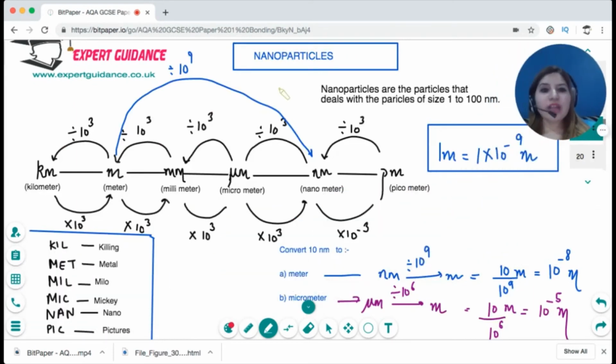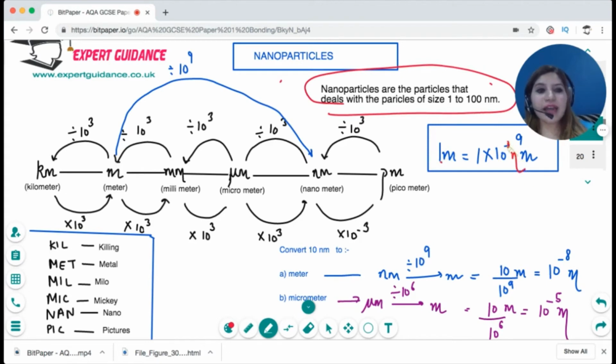Next, you have the concept of nanoparticles. These are particles of size 1 to 100 nanometers. Now, 1 meter is 10 to the power 9 nanometers. Okay, so 1 nanometer is 1 times 10 to the power minus 9 meters. Now, how do we get to this calculation? You need to remember this chart. It's kilo, meter, milli, micro, nano, pico.